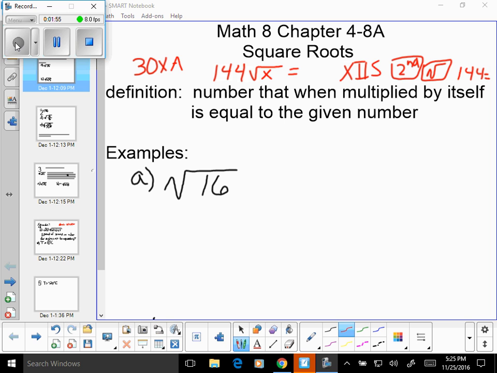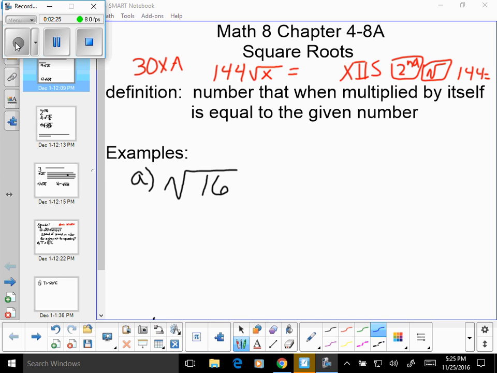Although many of the numbers that we're going to be using are numbers that you will not need a calculator for. First of all, you have to understand the definition for square root. A square root is a number that when multiplied by itself is equal to the given number. So let's look at example A. The square root is the number multiplied by itself that will give me 16.